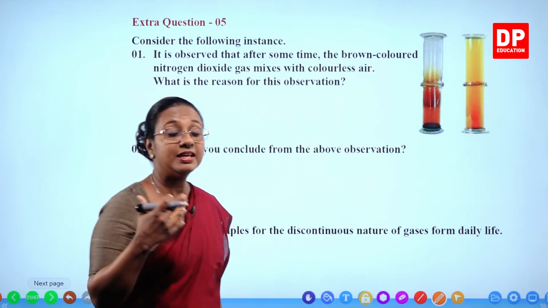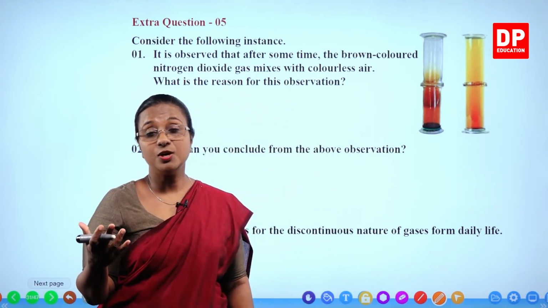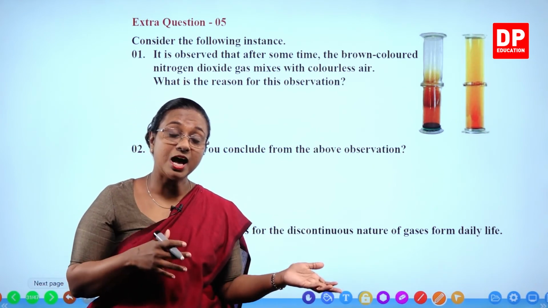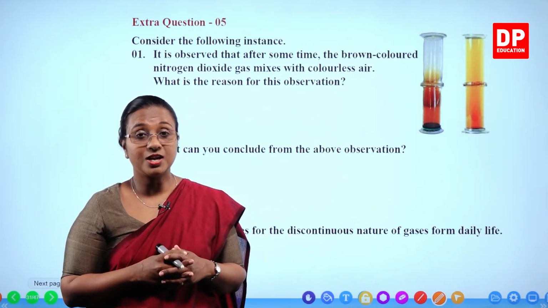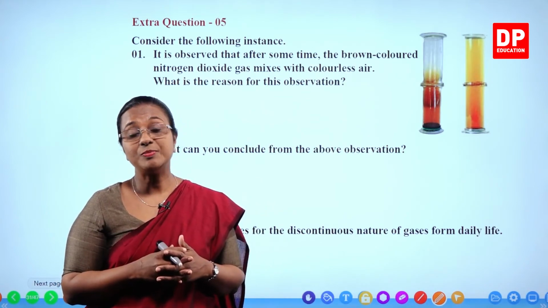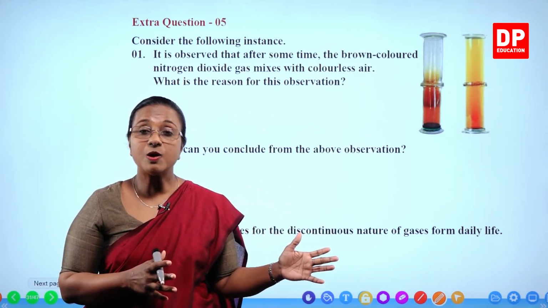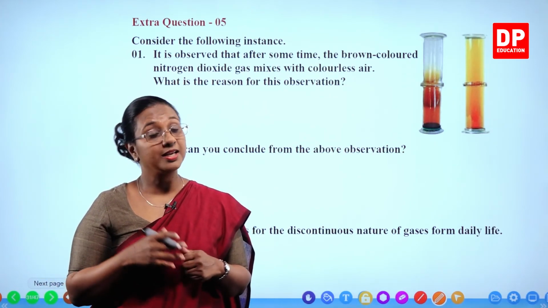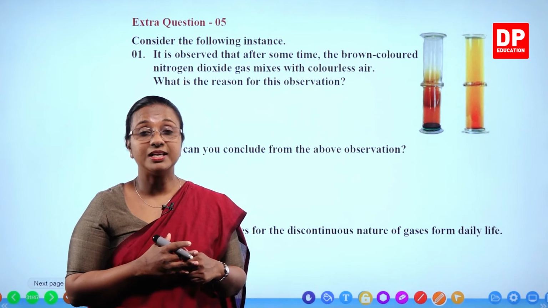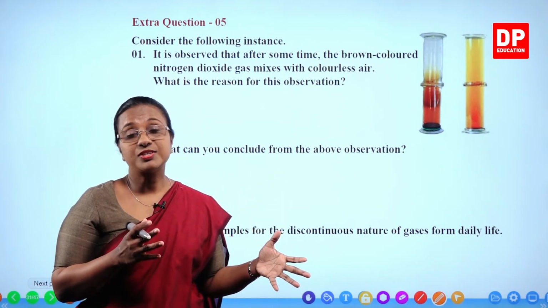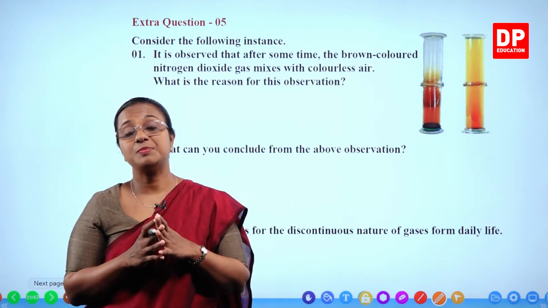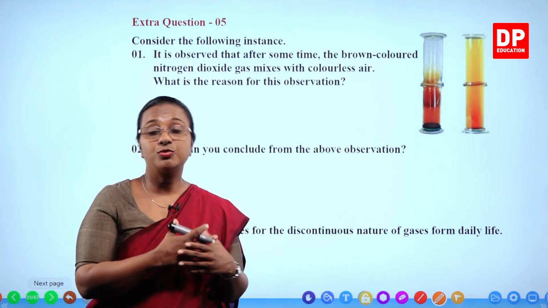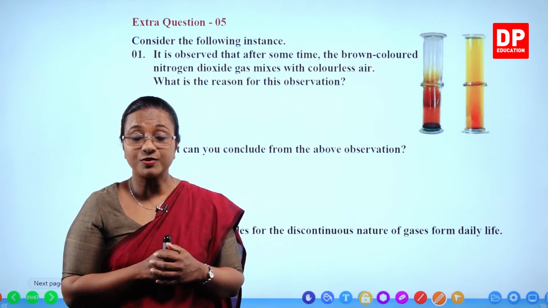You can see the color spreading. So again, the mixing of two gaseous substances, one is air, one is nitrogen dioxide. How is that possible? Because nitrogen dioxide is made up of particles, and air is a mixture, also made up of particles. The nitrogen dioxide particles can move through the spaces of air particles, or vice versa. Air particles can move through the spaces of nitrogen dioxide particles.